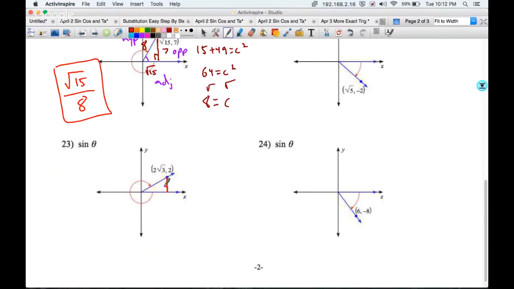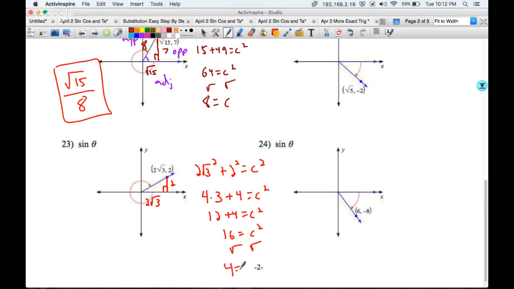Drop a line down from your point to construct a right triangle. The x value gives you this length, 2 root 3. The y value gives you this length. Pythagorean theorem, 2 root 3 squared plus 2 squared equals c squared will give us the remaining length. 2 root 3 squared is the same as 4 times 3, plus 4 equals c squared. 12 plus 4 equals c squared. 16 equals c squared. Square root, 4 equals c. So this length here is 4.